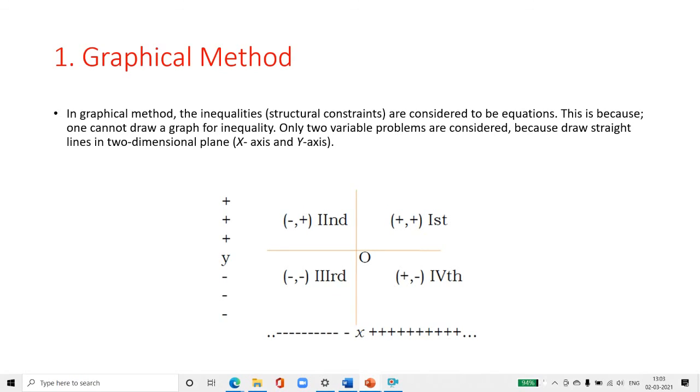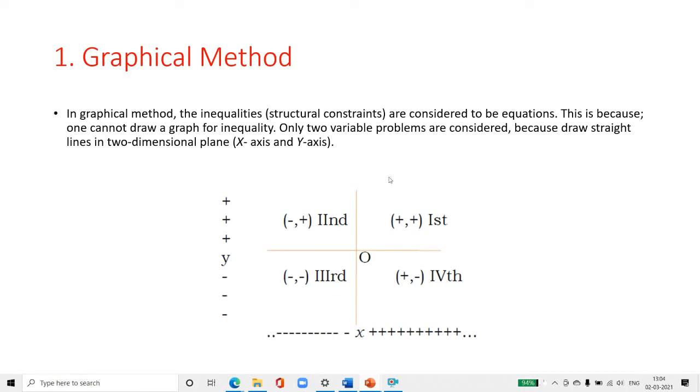Moreover, we have structural constraints and also non-negative constraints in the problem. The non-negative constraint means all the decision variables must always have positive values, not negative values. So the solution to the problem lies in the first quadrant. All the decision variables have positive values, that is, in the form of the first quadrant. So in such a case, the line joining the values of the variables must be extended in the first quadrant.